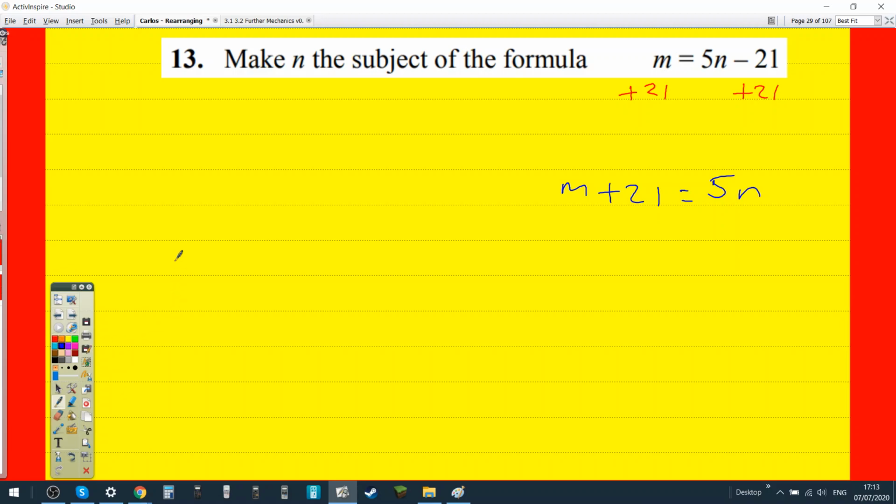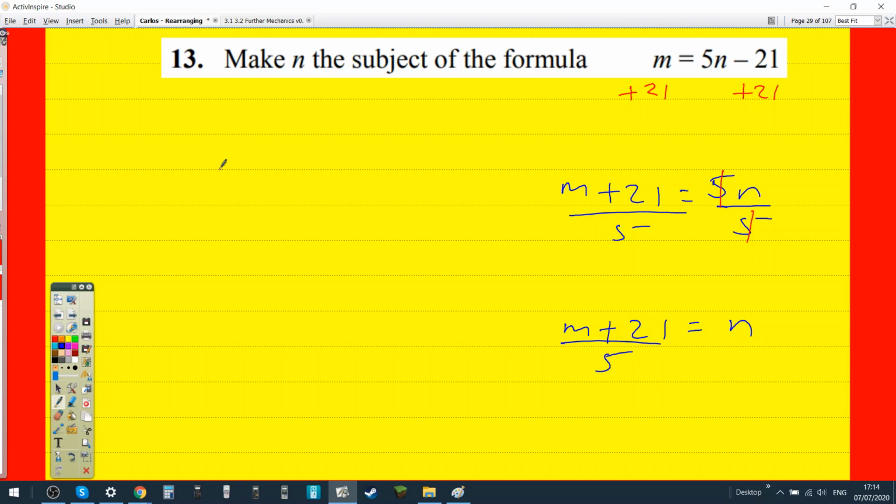And then all you have to do is simplify it. So then that 5n, you need to find out what n is. Yeah, how do you get rid of the 5? Divide both sides by 5. And so what is n equal to? n is equal to m plus 21 divided by 5. That's it. M plus 21 all over 5.